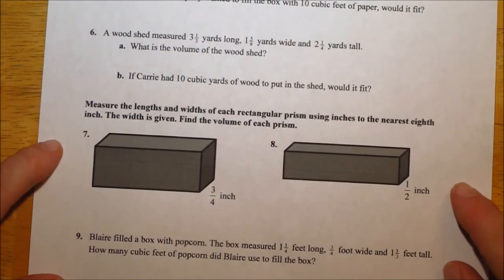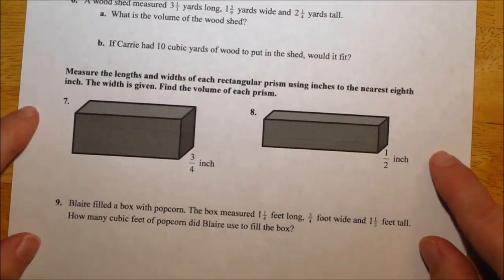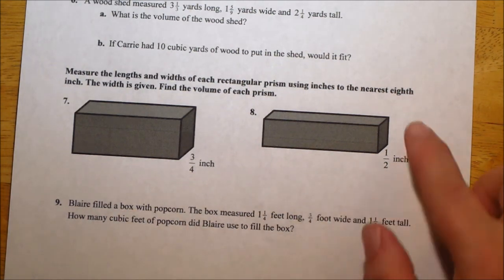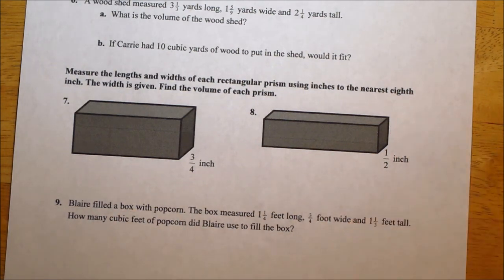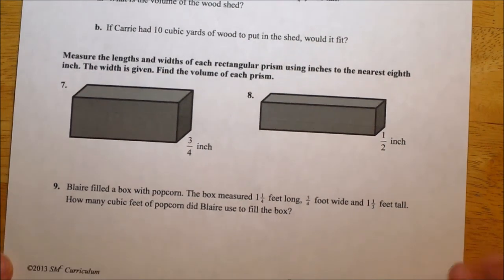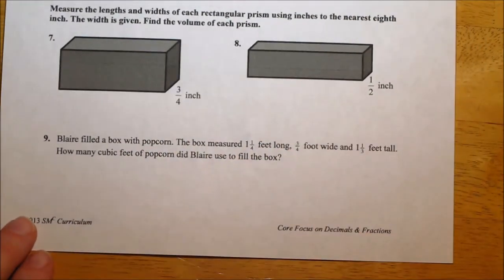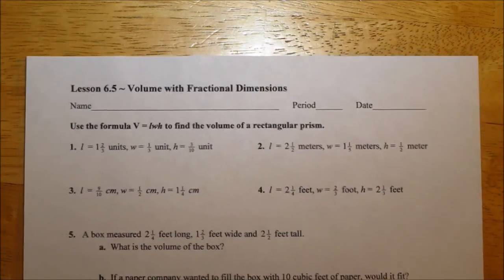Now, down here, you need to get a ruler and measure the lengths and widths of these prisms. And it says to the nearest eighth of an inch. And they'll be real easy measurements. They're not going to be tricky. And find the volume of the prisms. So it's the same as what you did up top, only now you have to find some of your own measurements. Okay? So pretty straightforward on the worksheet.